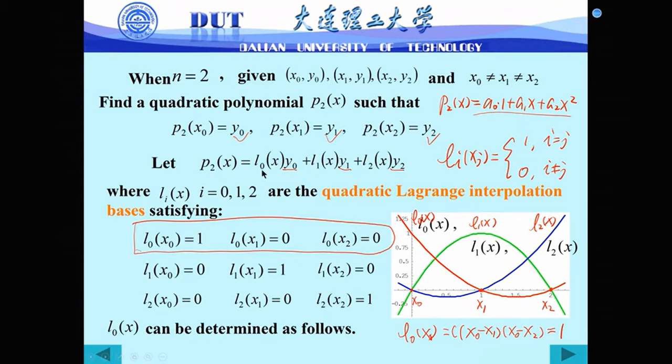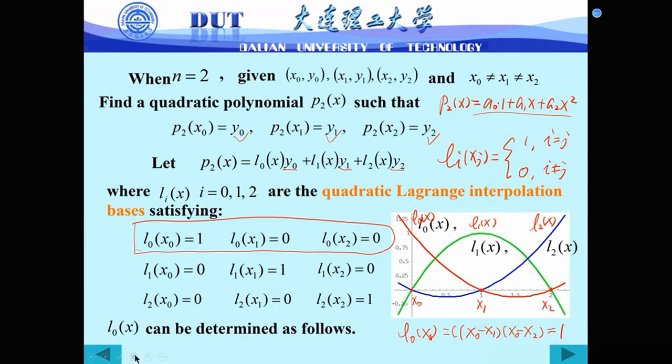So we want to obtain P2(x) directly in this form. That means we choose 3 new bases, the quadratic Lagrange interpolation bases, L0(x), L1(x), and L2(x). Then we just need to multiply each basis by the function values y0, y1, and y2. Of course, we need to obtain these 3 bases by the interpolation conditions, and we know the figure, right? Remember the figure of the 3 bases.